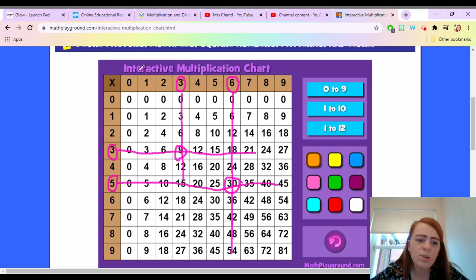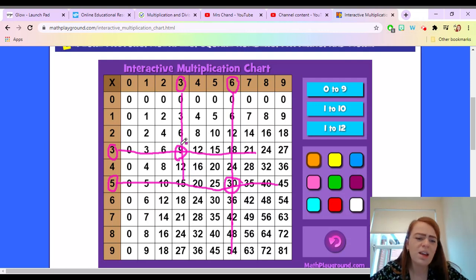Now, it doesn't matter what side you start at. If I did 6 times 5 and I looked in this row of the 6 times table and this column of the 5 times table, you will see that they meet in the same place. Both give you 30. Now, boys and girls, let me just see if I can get my drawing tools back up. Nope, it's not letting me. That's absolutely fine. So you can also use this to solve division problems as well.